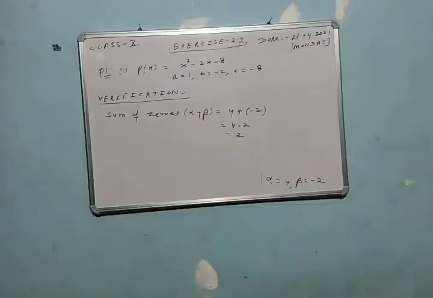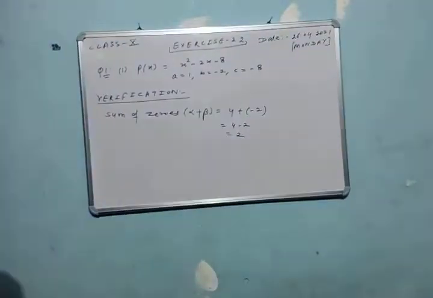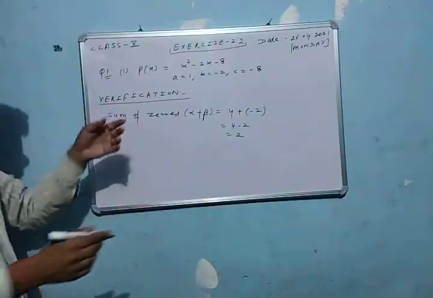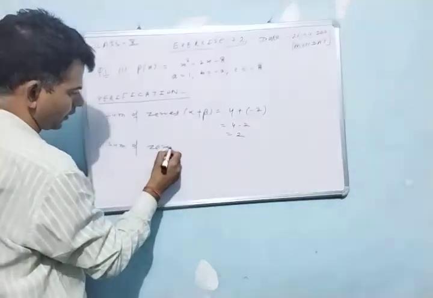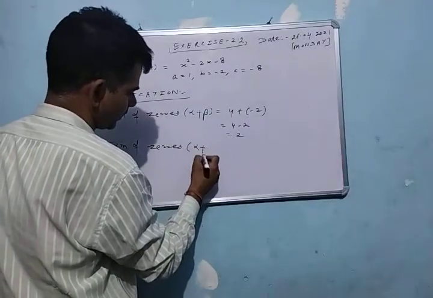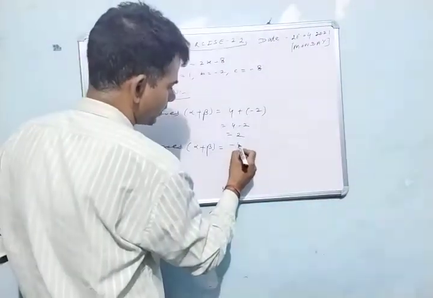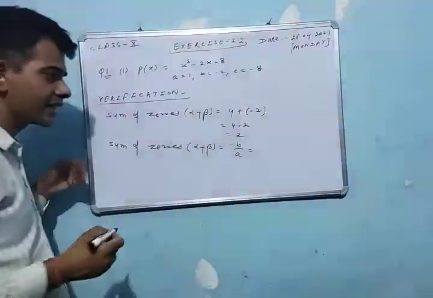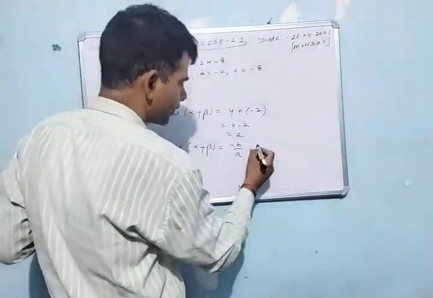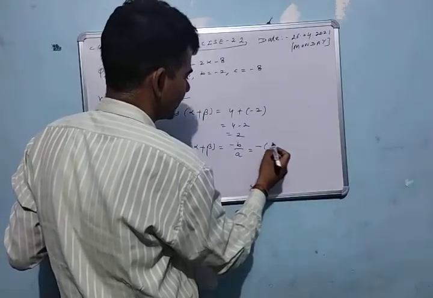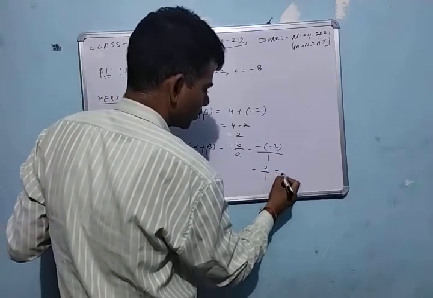Now student, we will verify it by the formula, by coefficients. That is the sum of zeros obtained from the zeros. Now sum of zeros by coefficients, alpha plus beta. What is the formula of the sum of zeros? That is minus b by a. Minus b, where b is the coefficient of x, that is minus 2. In the formula there is already a minus sign. And the value of b is minus 2. What is a? A is 1. So minus times minus, that is 2 by 1, equal to 2.